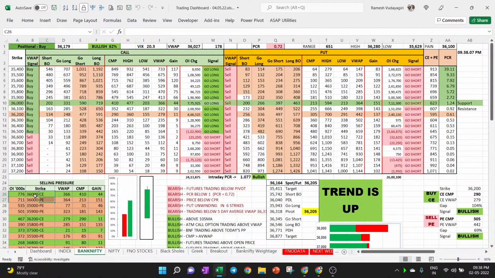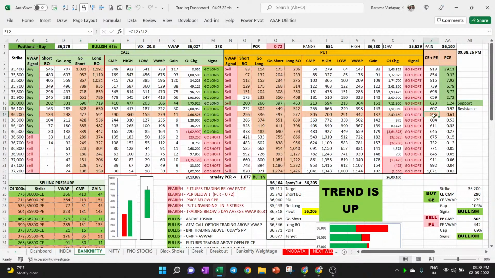So this is what you can see from this. 36,000 should be very tough for the market to break on either side. The total premium is almost 600 rupees, so we can see the market moving between 35,500 and 36,500. This is what you can expect.